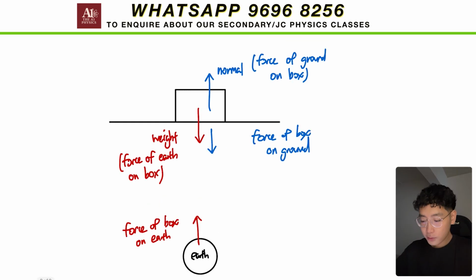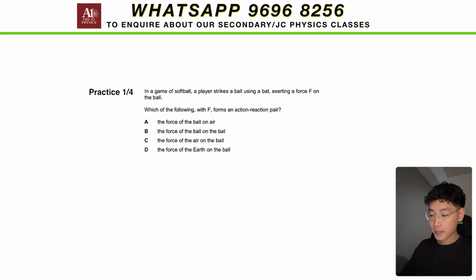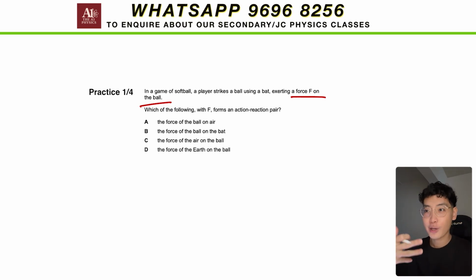Two different forces. So that's basically the idea of action-reaction pairs. Right, let's now start with some practice questions. Now over here, a player strikes a ball using a bat, exerting a force F on the ball. Right, so as usual, feel free to pause the video and try the question yourself first.